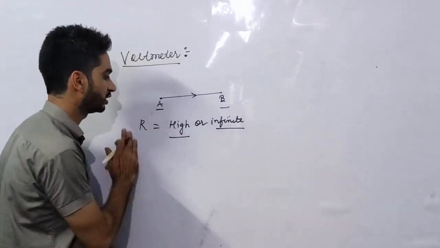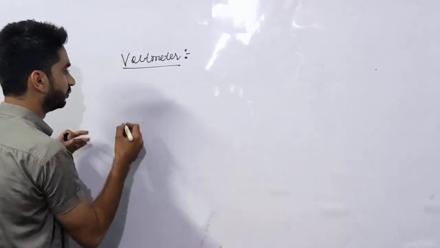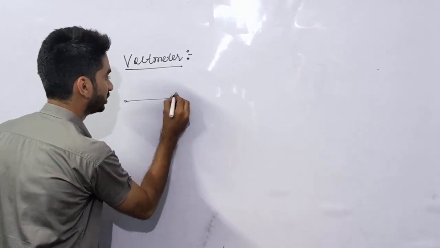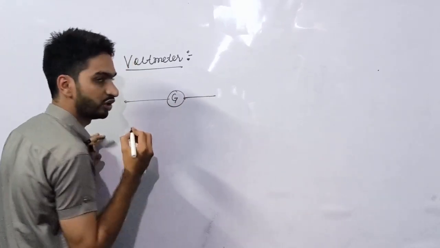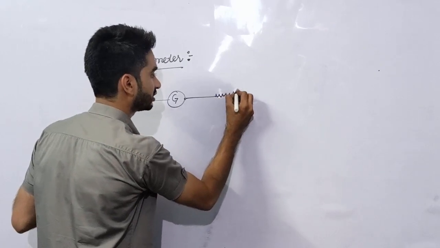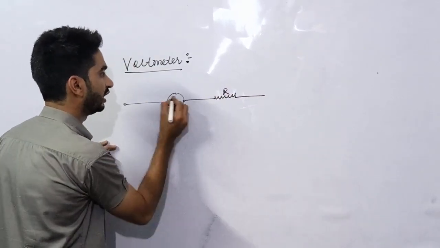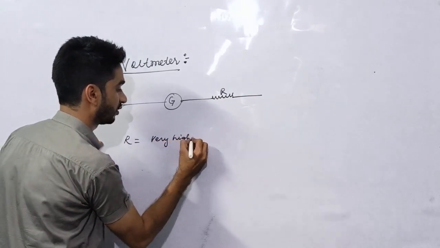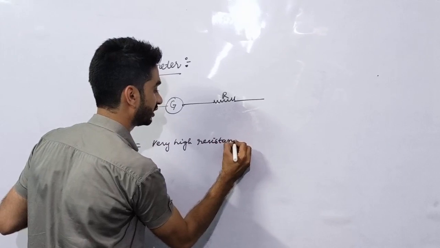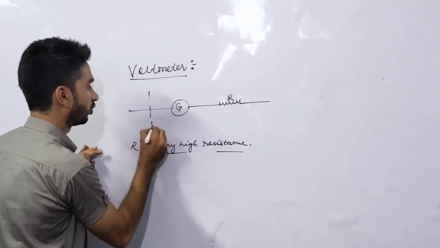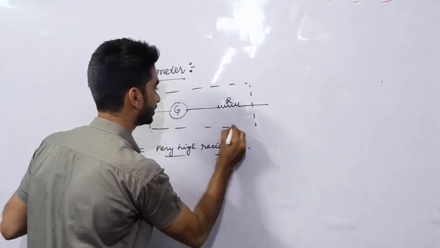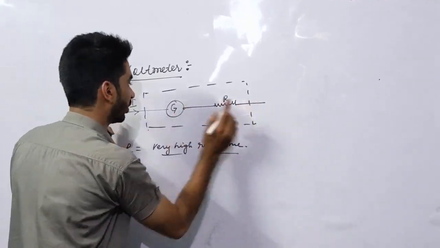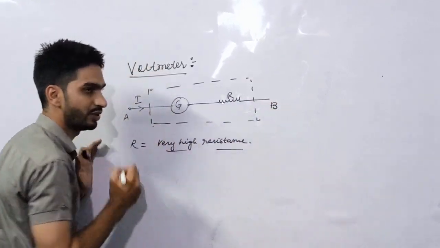So what we are going to do is make some changes. This is our galvanometer, and we are going to connect a resistance in series with it, and the value of this particular resistance is high. So we are connecting a very high resistance. Therefore, we will maintain the same current I between the 2 points, point A and point B.